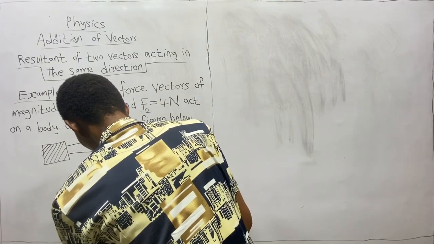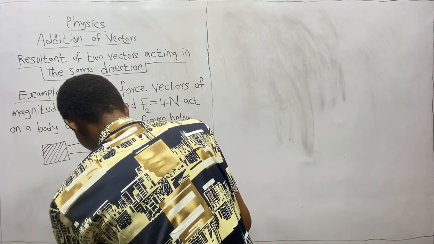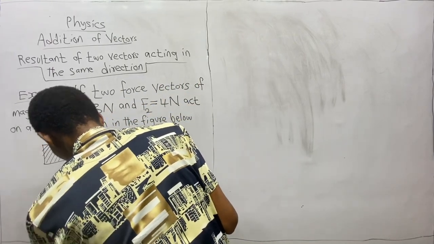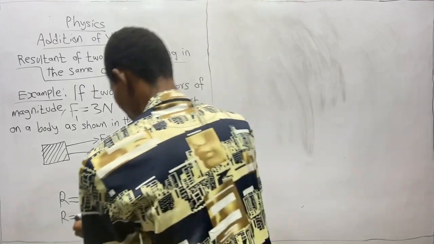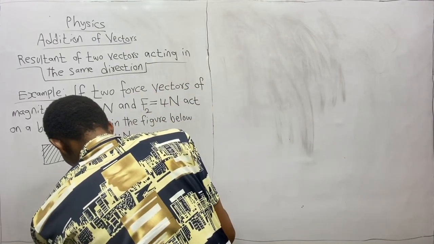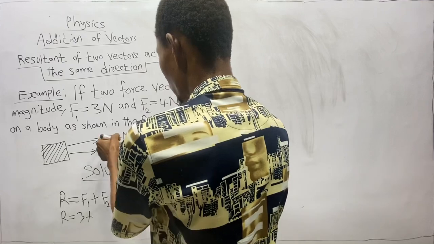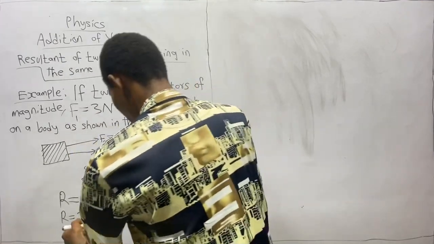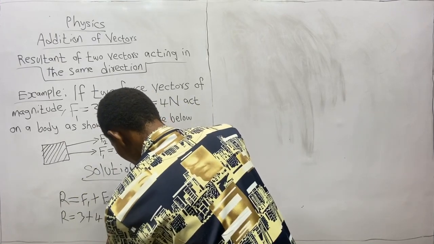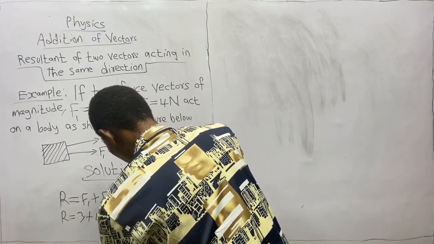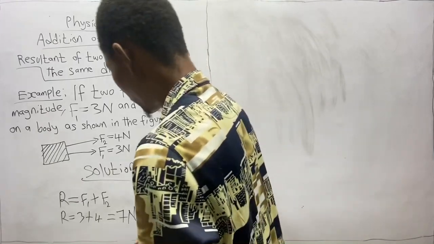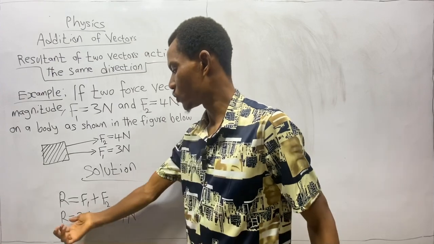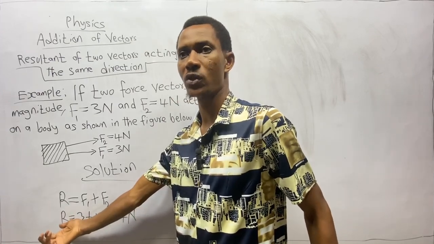F1 plus F2. So your arrow will be equal to, what's your F1? Your F1 is 3 Newton. So put 3 here. Plus, what's your F2? Your F2 is 4 Newton. And this will give you what? 3 plus 4 will give you 7 Newton. This becomes the magnitude of the resultant force vector.